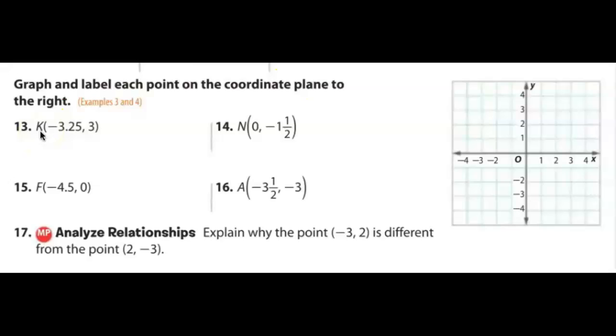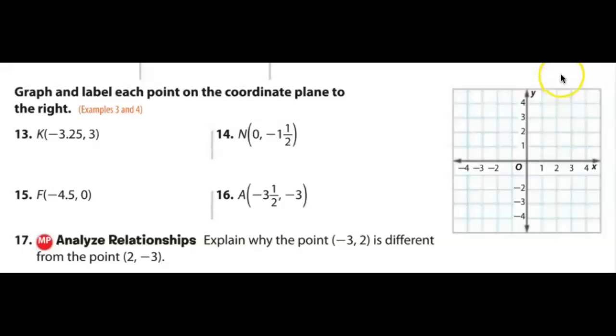Okay, and now we're going to graph and label each point on the coordinate plane. And so it's giving us both the name, which is K, and the ordered pair, which is -3 and 2500ths and +3. So first off, what quadrant is that going to be in? So I'm going to come over here, and it's negative x value and positive y value. So if I start at the origin, negative x value, positive y value, what quadrant is this? Go ahead and answer that for me, please. Okay, that's going to be quadrant 2. I'm going to go ahead and label all 4 quadrants.